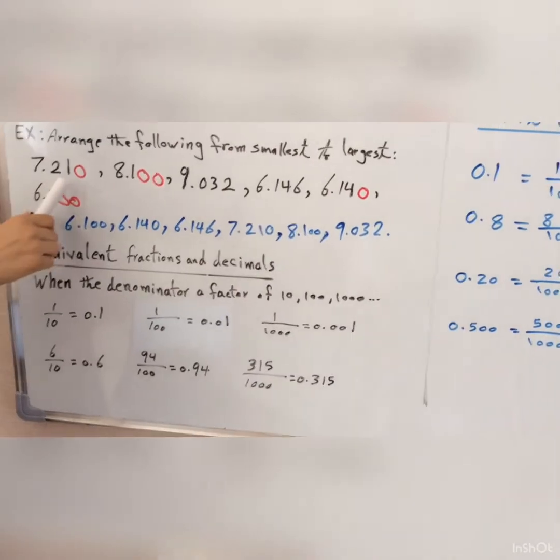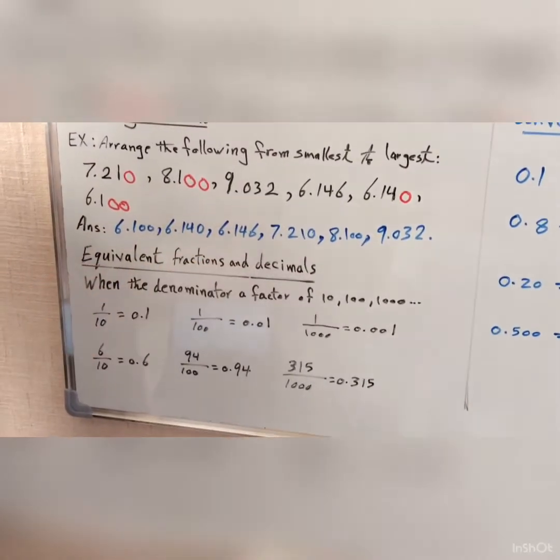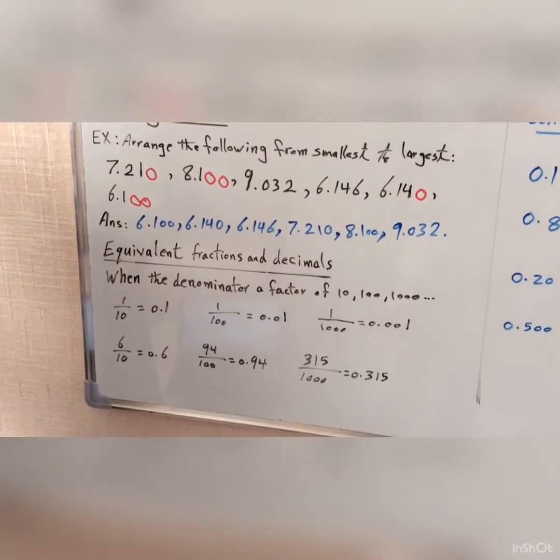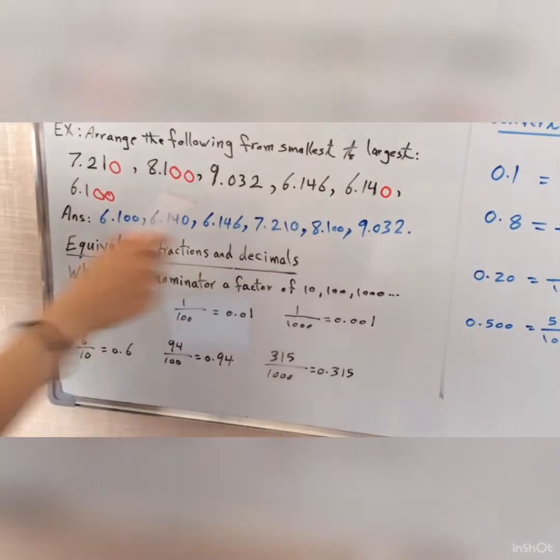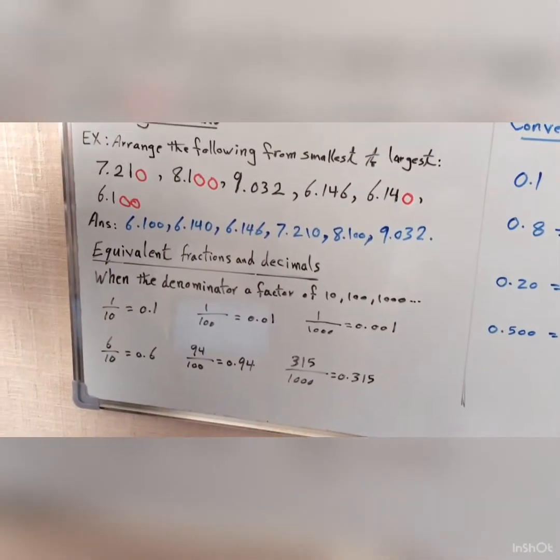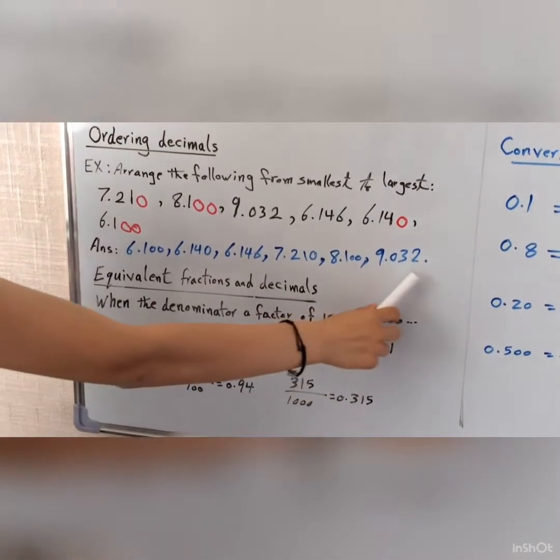Then 7.210, put it there. Then 8.100, so we put that next in the list. And finally 9.032, so that's the biggest.